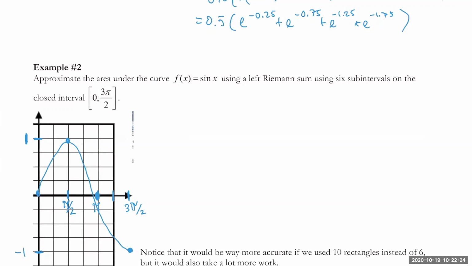Okay, and I'd like you right now to find for me what is the subinterval length, given that they want 6 subintervals, so that's n. A is 0, B is 3 pi over 2. What is my subinterval length?